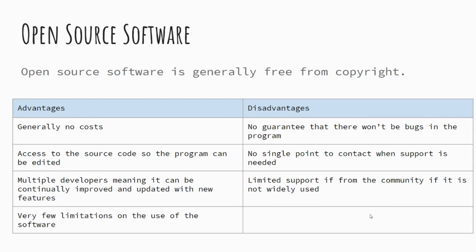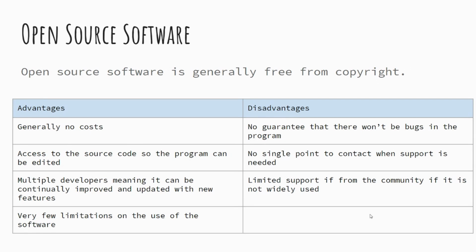So advantages, generally there is no cost associated with open source software. They're quite often freely available. The access to the source code is quite helpful. If you've got the expert knowledge, you're able to then edit that program so that it can do exactly what you want it to do to fit your exact needs.